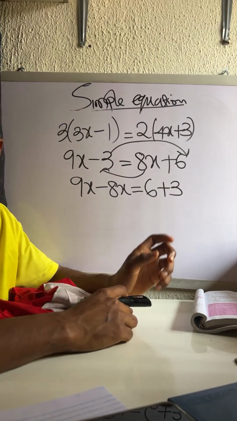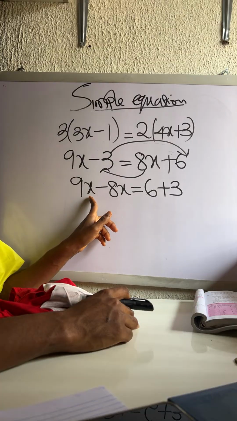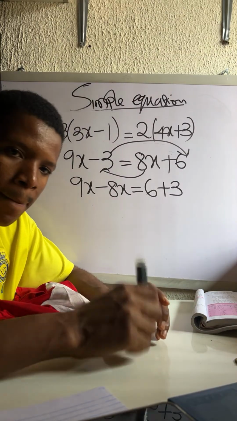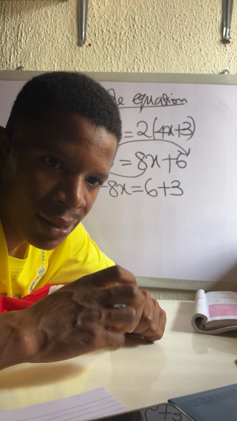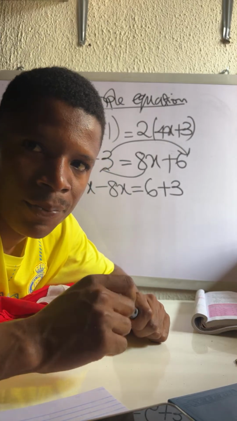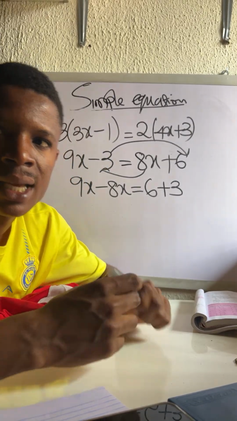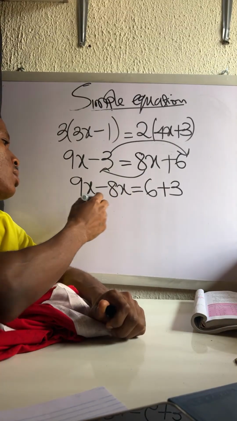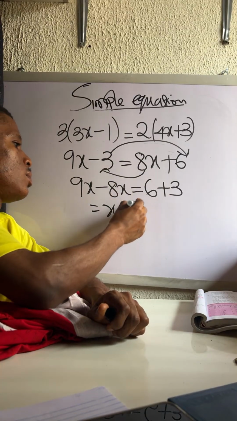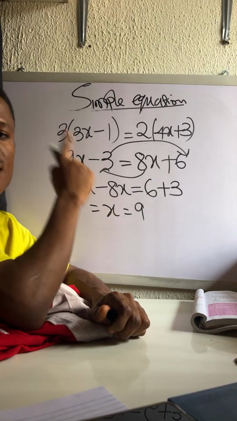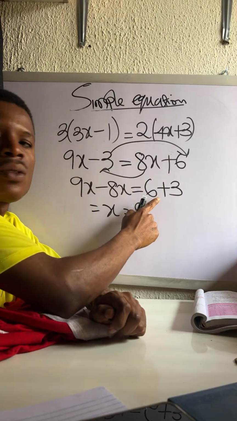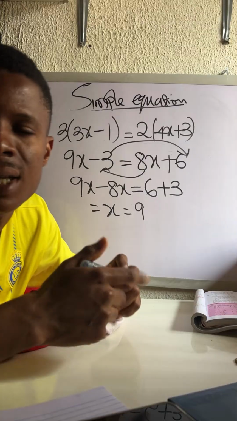So what do you get again? What is 9x minus 8x? Let us know in the comments. What's 9x minus 8x? x is equal to what? x is equal to 9, because 9x minus 8x is x, and that's equal to 6 plus 3. What is 6 plus 3? 9.